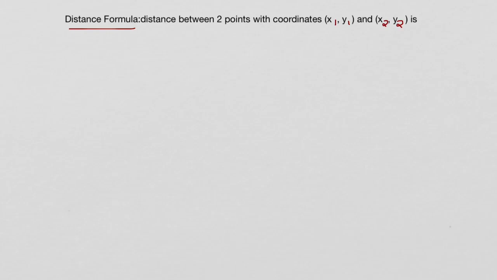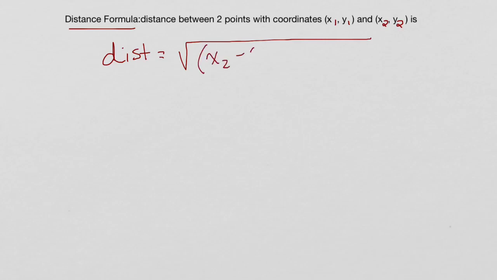So I'm going to say that the distance between x1, y1 and x2, y2 is this formula. And this is the one that you'll need to know. You're going to take the square root of x2 minus x1 squared plus y2 minus y1 squared.